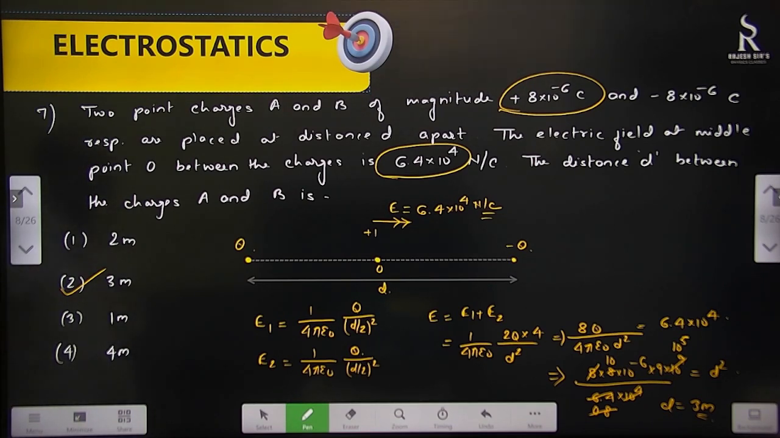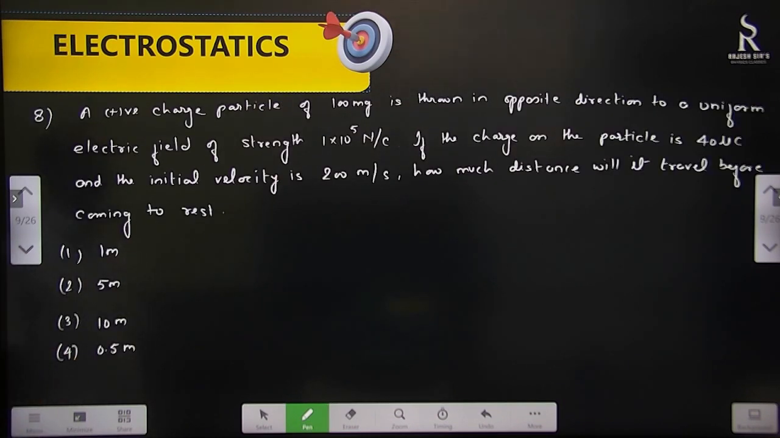Okay. Let's move ahead. Okay, let's see what this is now. This is a good question.